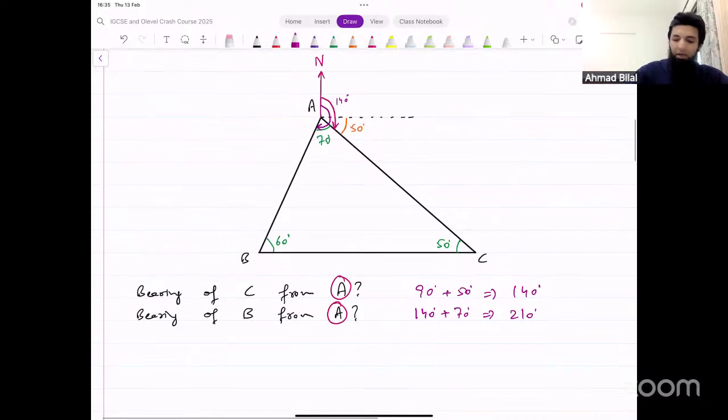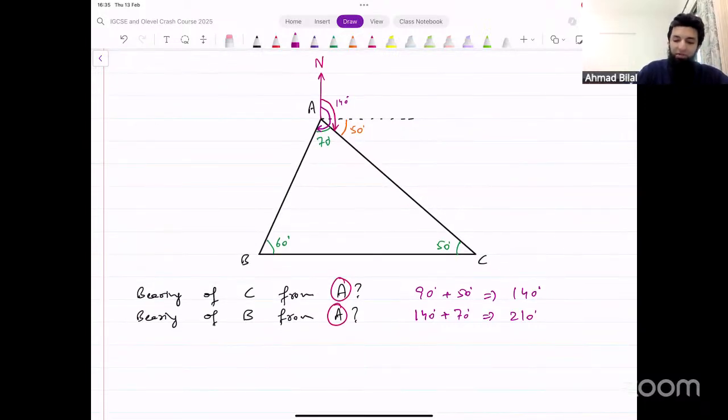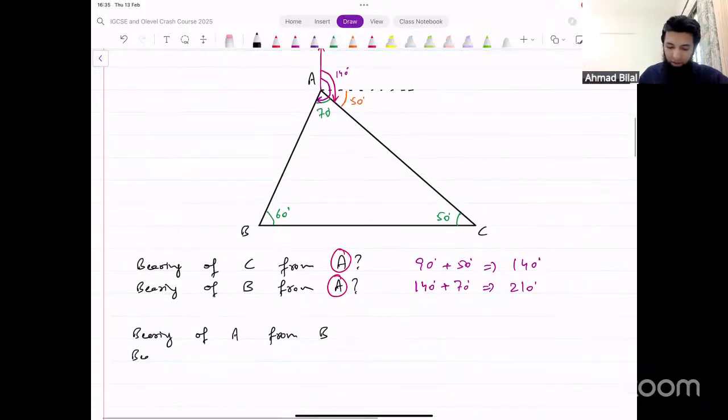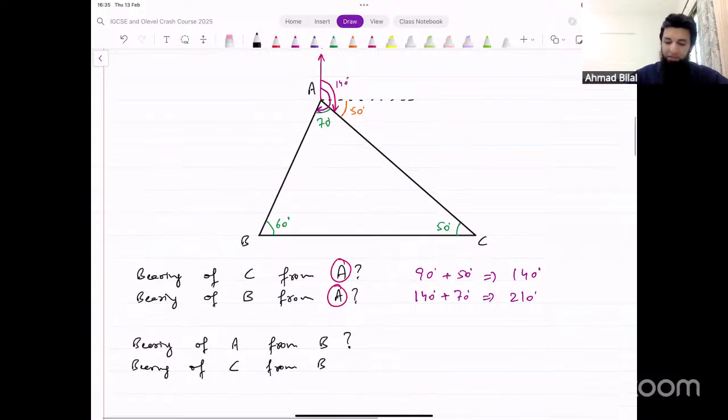Okay. Now, similarly, we could do it from another point as well. What if they were asking for the bearing of A from B and the bearing of C from B? Okay, now let's be quick about these. Now, A from B, what does that mean? We make our north at the point B, right? That's where we're going to be making our north at. Point B, that's your north.